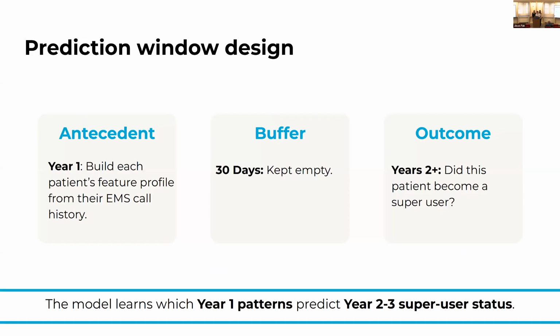Our model uses a 3-part prediction window. We built each patient's risk profile from the first year of their EMS history, then left a short buffer in the middle, and checked whether they became a super user in the final 2 years. This fixed horizon ensured that every patient got the same amount of time to accumulate history and solved a bias problem where patients who first appear late in the data set look artificially low risk simply because they hadn't had time to rack up calls yet.